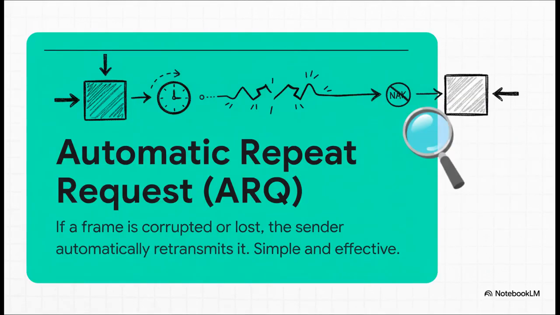Knowing an error happened is one thing, fixing it is another. And this is where a system called Automatic Repeat Request, or ARQ, comes into play. The rules are pretty simple. If the receiver gets a corrupted frame, it sends back a negative acknowledgement, or a NAK. If a frame just gets lost entirely and the sender's timer runs out, it knows something went wrong. In either case, the solution is easy. The sender just sends that frame again.